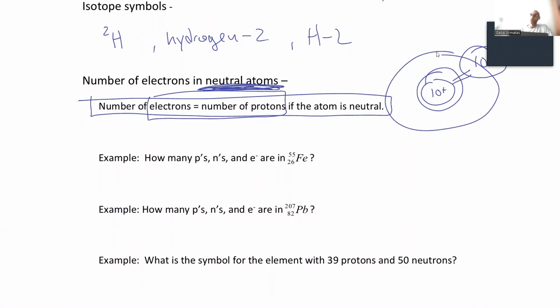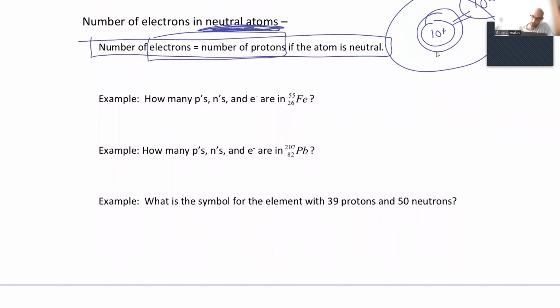Okay, so with that said, let's do the first example here, and we're going to do the rest in class together. If I have iron, the symbol Fe, how many protons, how many neutrons, how many electrons? I know that iron has 26 protons. And because there is no charge up here, it's neutral. That means it's going to have the same number of electrons. Now, how do I figure out how many neutrons it has?